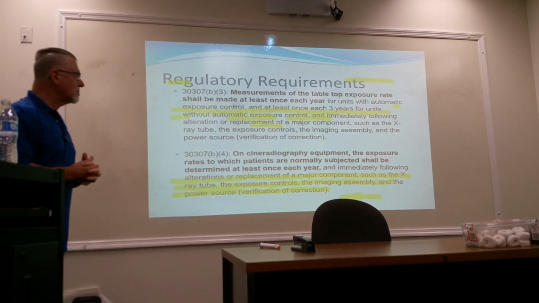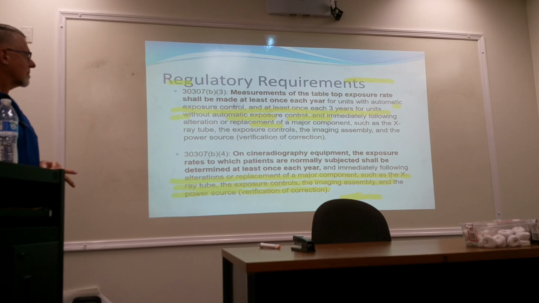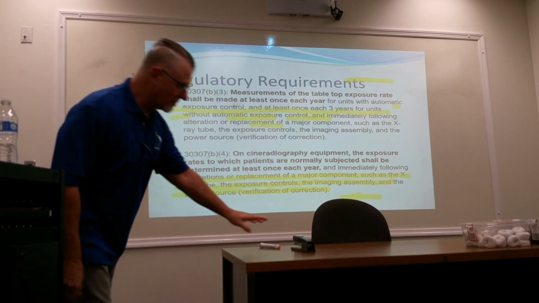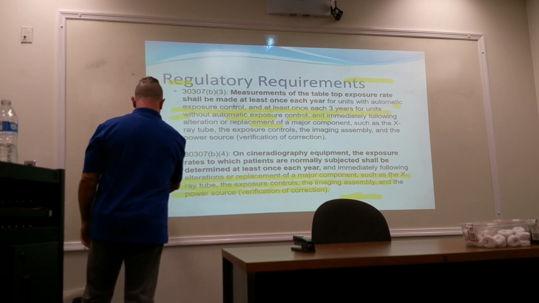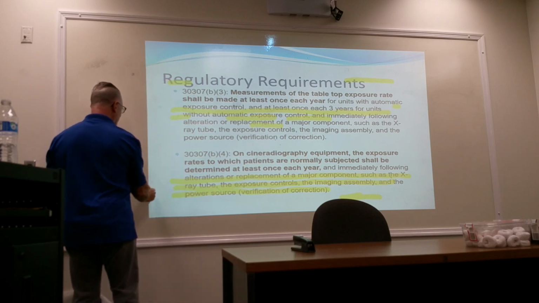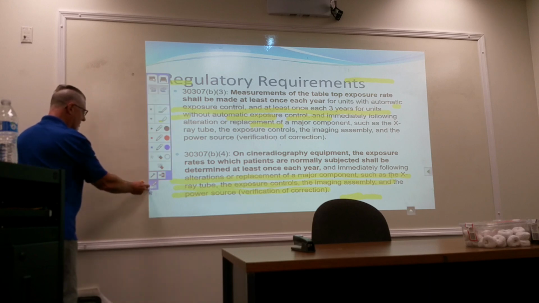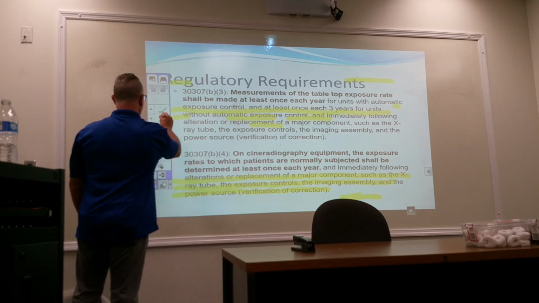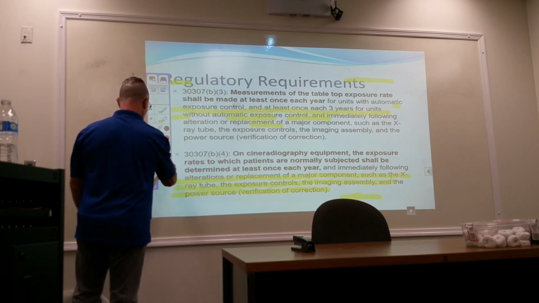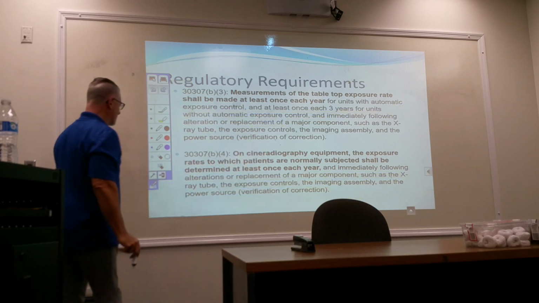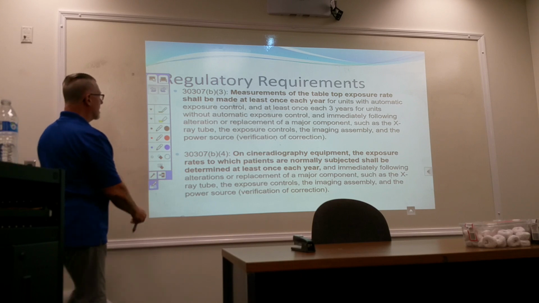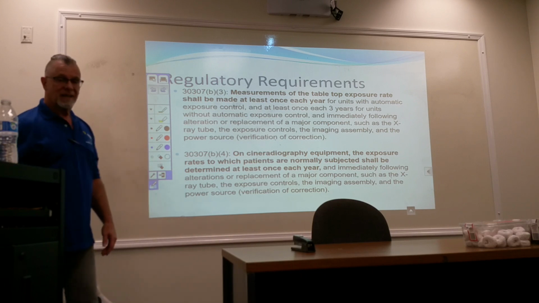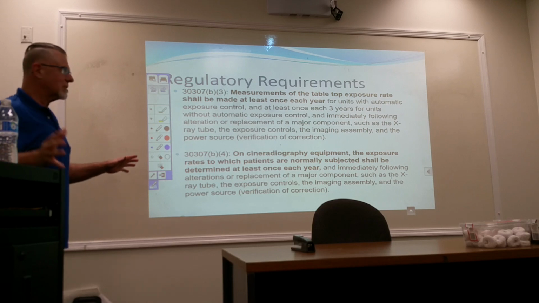Okay. Measurements of tabletop exposure rate. The gauge is there. It's on the edge. There we go. No, up. Down, down, right there. Up, down. It's right on. There we go. It'll go away. Good. All right. I hate technologies.